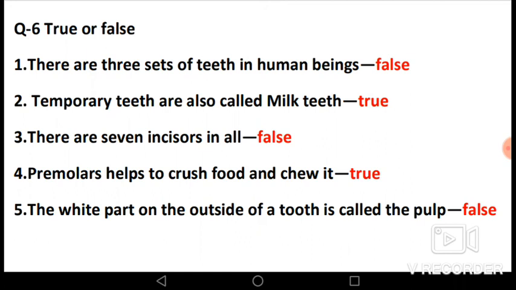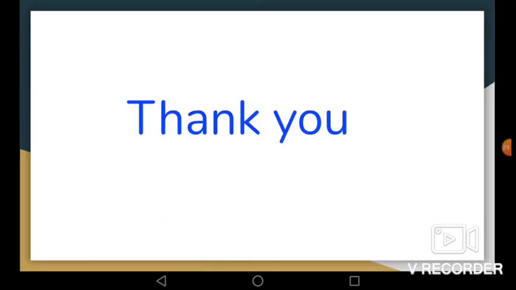Now let's see the next statement. The white part on the outside of a tooth is called the pulp. The statement is false because the white part on the outside of teeth is called enamel. So this statement is false. So today we have revised the topics like set of teeth, type of teeth, parts of tooth, care of teeth, the digestive system and microbes.